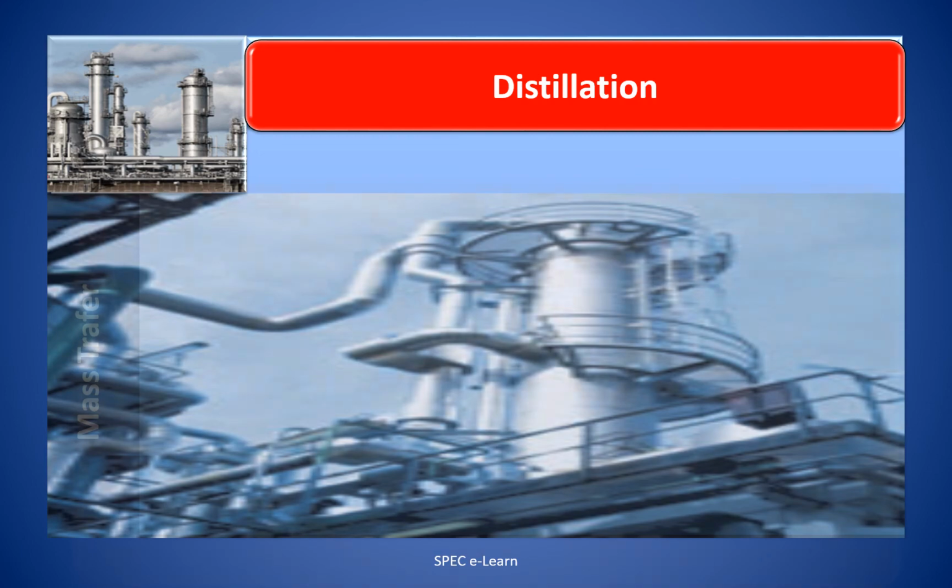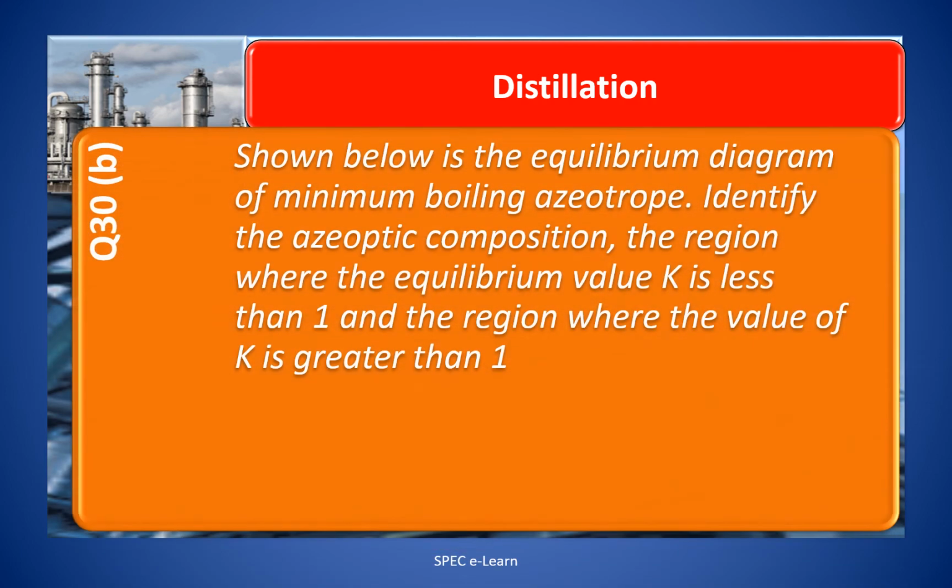Question number 30, part B. Shown below is the equilibrium diagram of a minimum boiling azeotrope. Identify the azeotropic composition in the graph, the region where the equilibrium value K is less than 1 and the region where the value of K is greater than 1. Your time starts now.